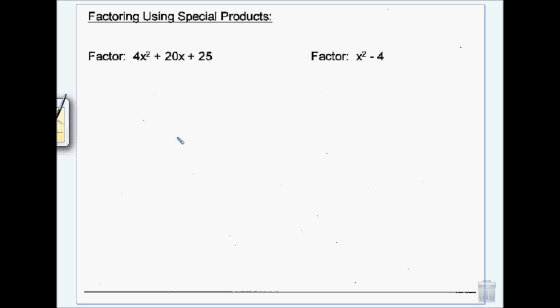And we'll go over the squares if you need them, but I look at this and go, oh, 4 is a perfect square, 25 is a perfect square. So I'm going to test the theory. I'm going to take the square root of each of these. The square root of 4x squared is 2x, and the square root of 25 is 5.